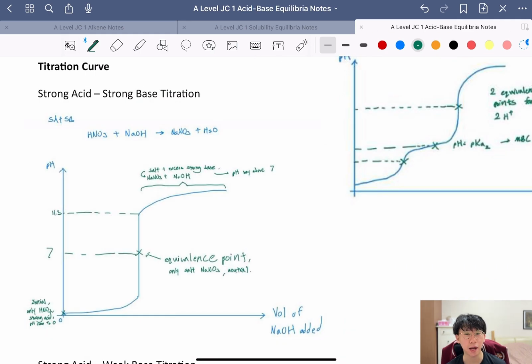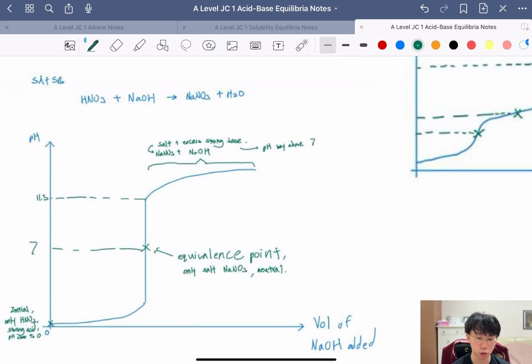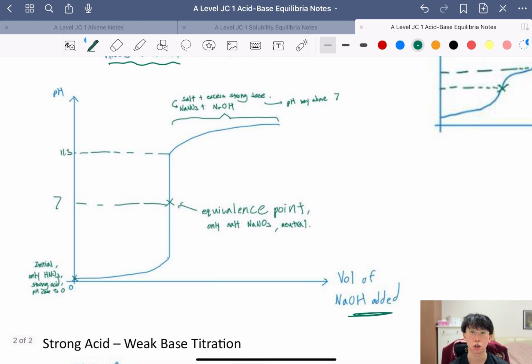Now we get to the fun part of acid-base equilibria, your titration curves. And from your titration curves, you can actually get a whole ton of information about the whole equilibrium system itself. So for your strong acid and strong base titration, for example, if I were to use HNO3 plus NaOH and I were to add NaOH consistently, you have to look at different points within the curve. Firstly, you have to look at the initial point where you have not added any base, and you can roughly tell the pH over here.